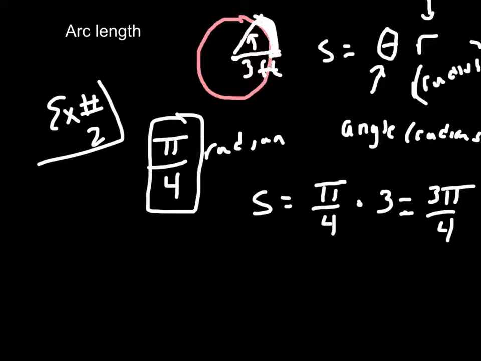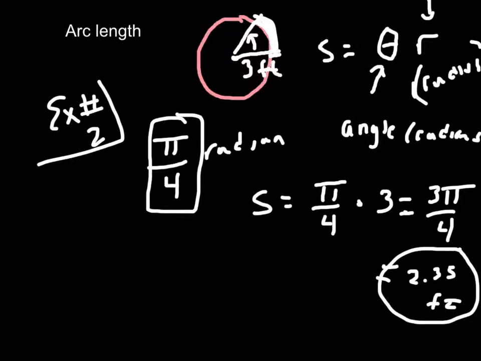Now, 3 pi divided by 4 is a weird number, so you could plug that into your calculator, and you would have a nice, beautiful number of feet. It's not really beautiful because it's a decimal, so it's 2.35 feet, because this was in feet.